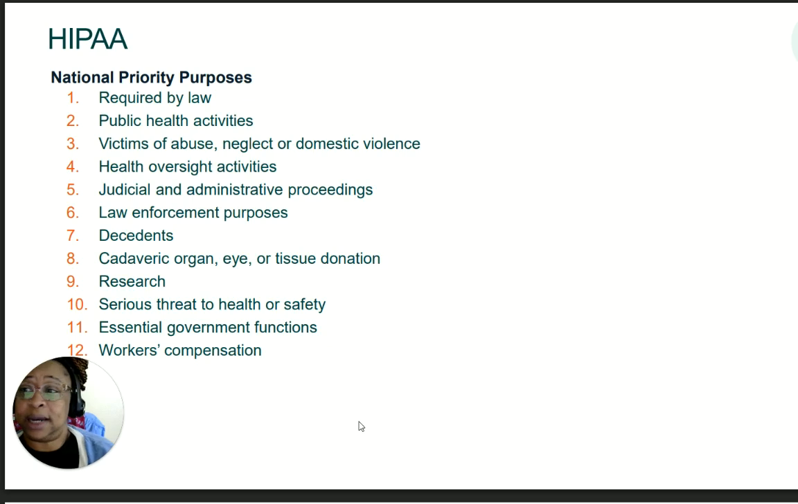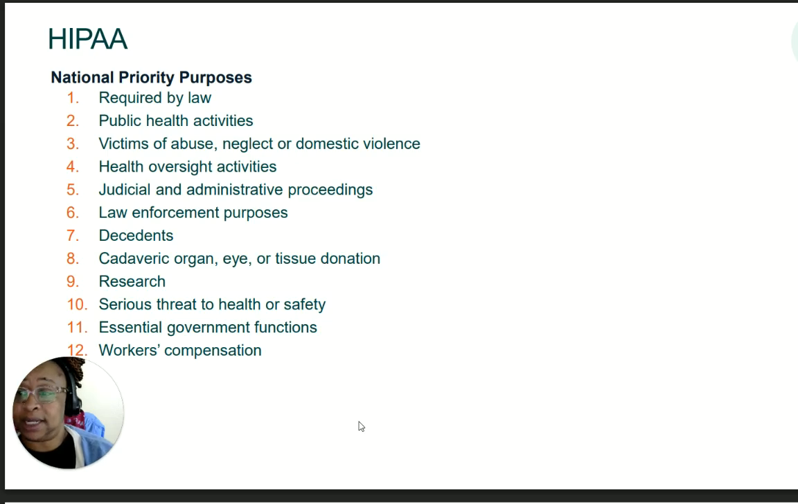Now, let's talk about the national priority purposes. Number one, it's required by law. Number two, public health activities. Number three, victims of abuse, neglect, or domestic violence. Number four, health oversight activities. Number five, judicial and administrative procedures or proceedings. Number six, law enforcement purposes.